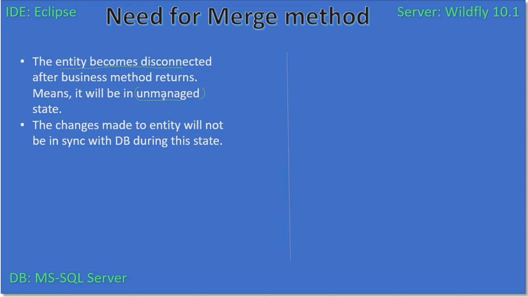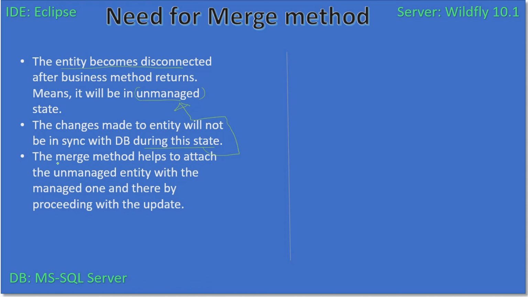So when the business method returns, the entity goes to the unmanaged state and the changes made to the entity will not be in sync with the DB during this state. Here we are referring to it as an unmanaged state. So after the method returns, the entity becomes unmanaged, and in the unmanaged state if we perform any field modification it will not be applied to the database.